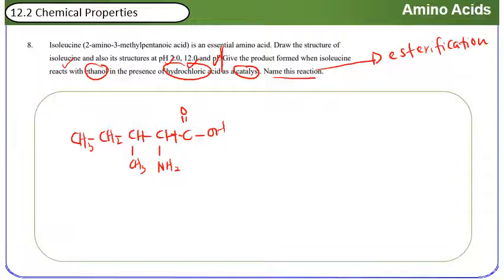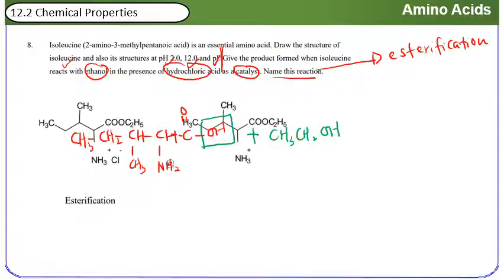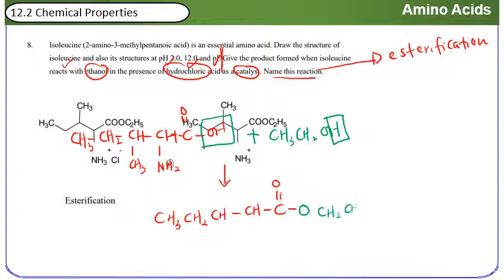Okay, so then we'll react it with ethanol. Let's say the ethanol is CH3, CH2, OH. We use the green color for it. For the carboxylic acid, we take out the OH, while for the alcohol, we take out the H. So we end up with the product CH3, CH2, CH, CH, C double bond O, O. Sorry, the O here is from the alcohol, so we use the green color, O, CH2, CH3.